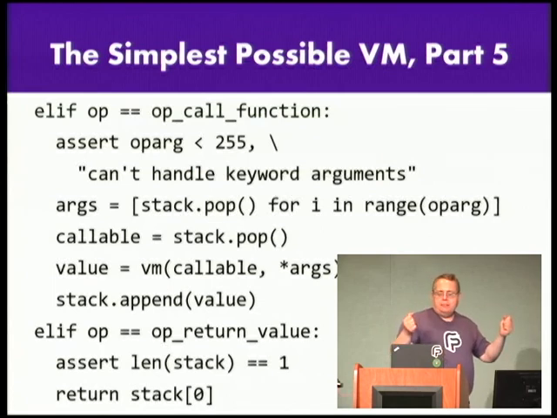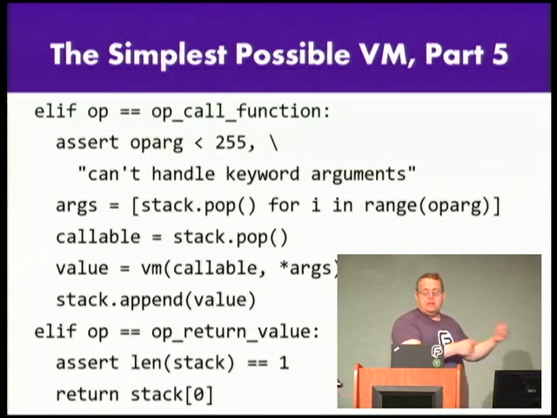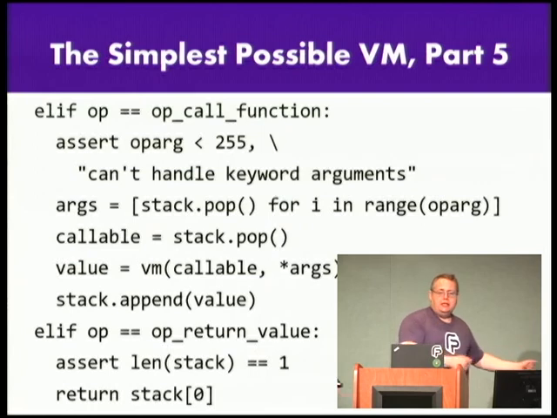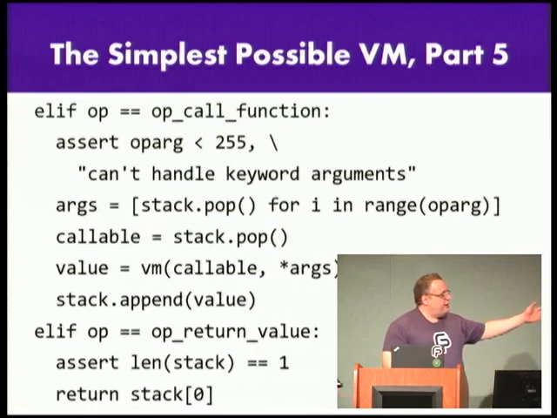I pop off the callable object itself, and instead of calling it directly, I call it recursively into the VM so that we're always working in the VM. And I just pass in our callable and star args. The return value from the VM call is the thing returned by the function that you called, and I just push that on the stack. And the final thing is return value, which literally is the last instruction in our program. I assert that the length of the stack is 1, so you don't have any extra garbage left around. And I return the top thing on the stack, which should be at stack 0.